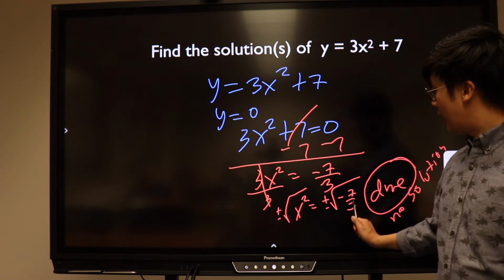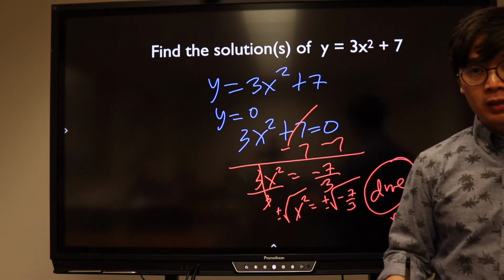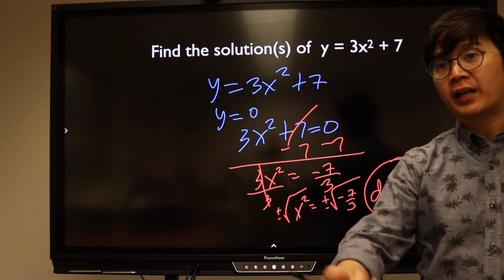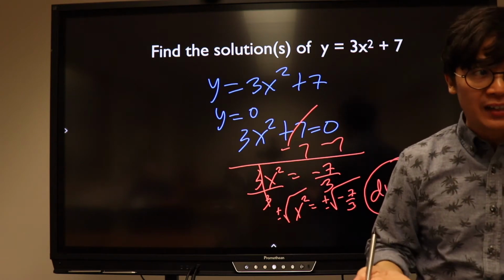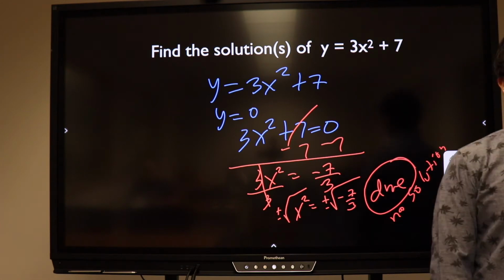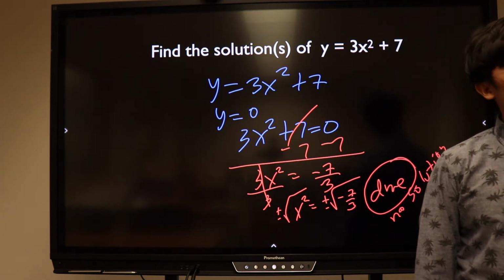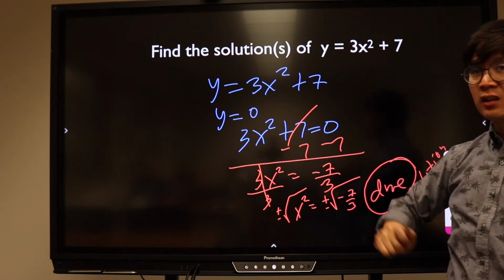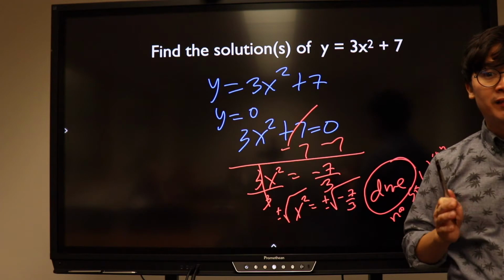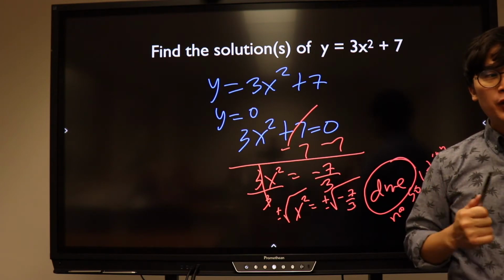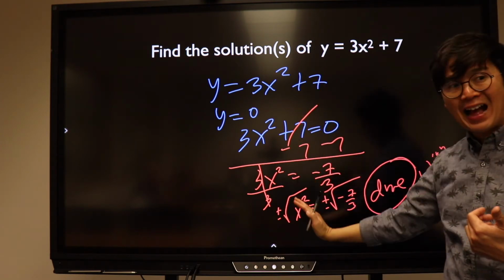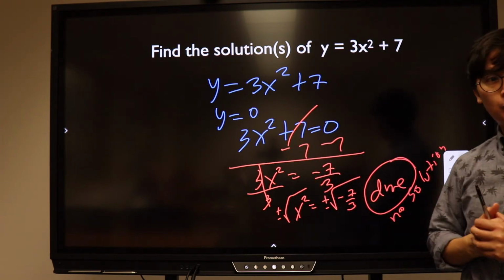Why? Any number that is a square root of a negative number does not exist. If you use your calculator and push square root of negative 7, it will give you an error message. So this one has no solution. And if it has no solution, why do you think this quadratic equation has no solution? Again, the solution is the point of intersection of the graph on the x-axis.